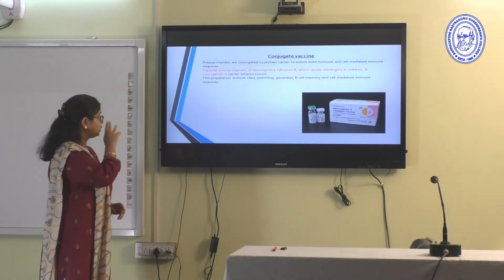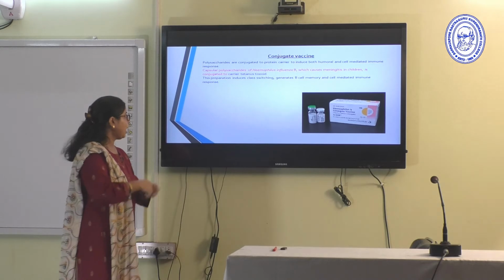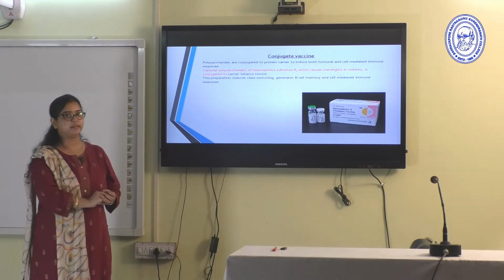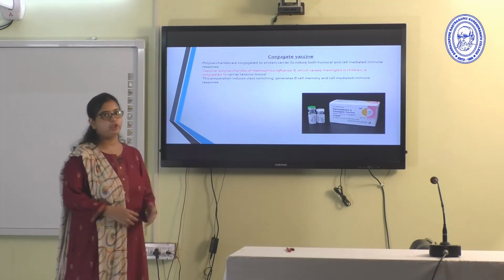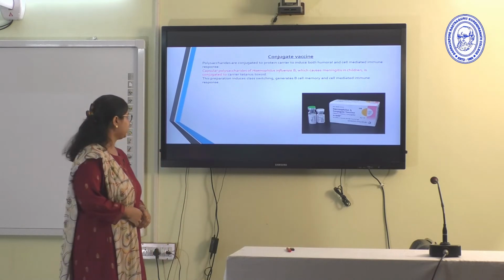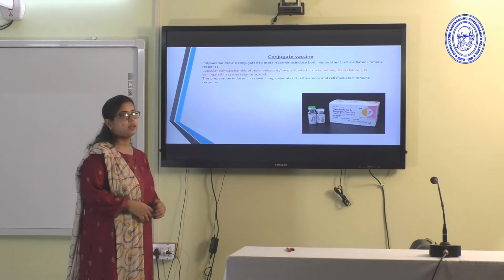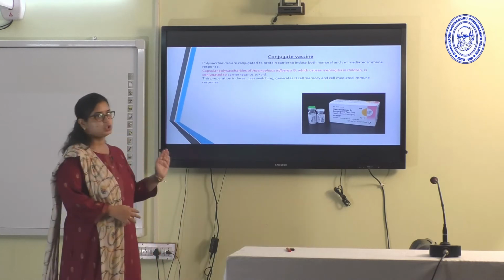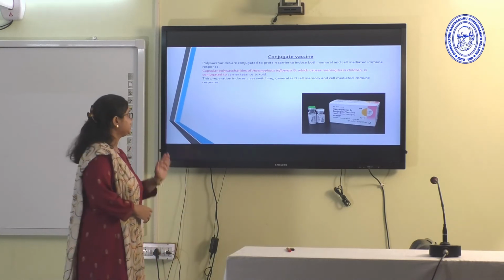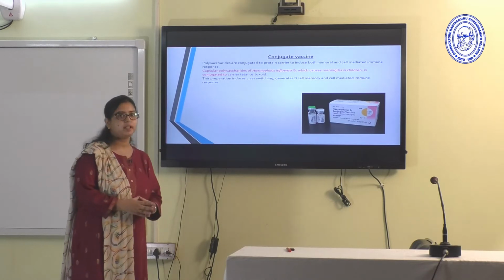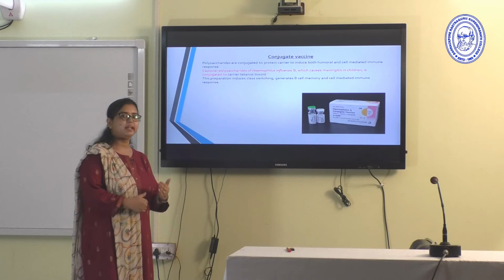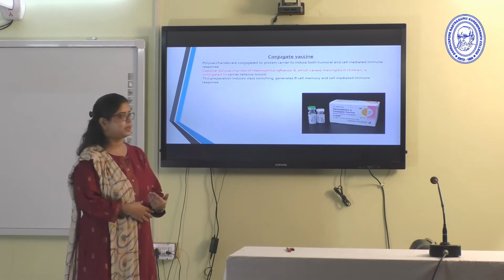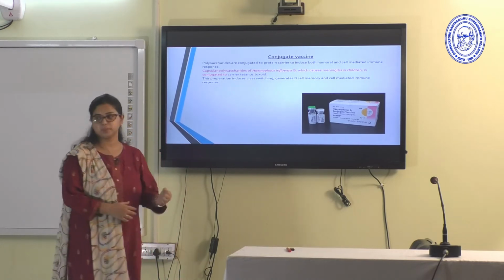Conjugate vaccine. Next is the conjugate vaccine, where the microorganism component is conjugated to a protein carrier that will induce both the humoral and cell mediated response. Capsular polysaccharides of certain bacteria like Haemophilus influenzae, which causes meningitis in children, are conjugated with a carrier protein like tetanus toxoid. If we conjugate the proteins along with the vaccine, that increases its immunogenic property. This preparation induces class switching, and it will generate B cell memory and a cell mediated immune response.